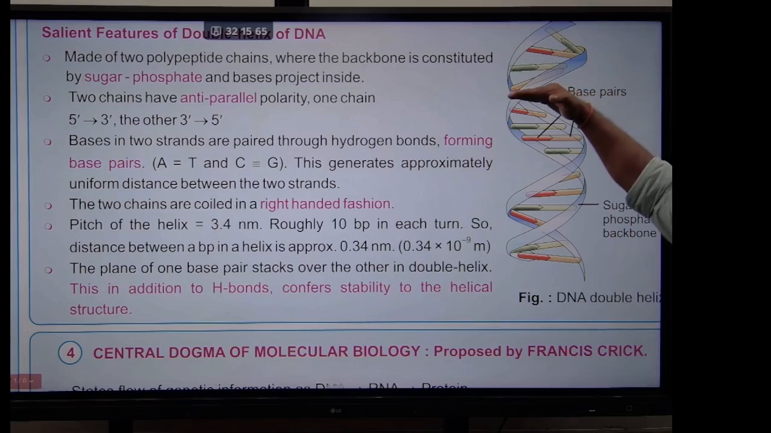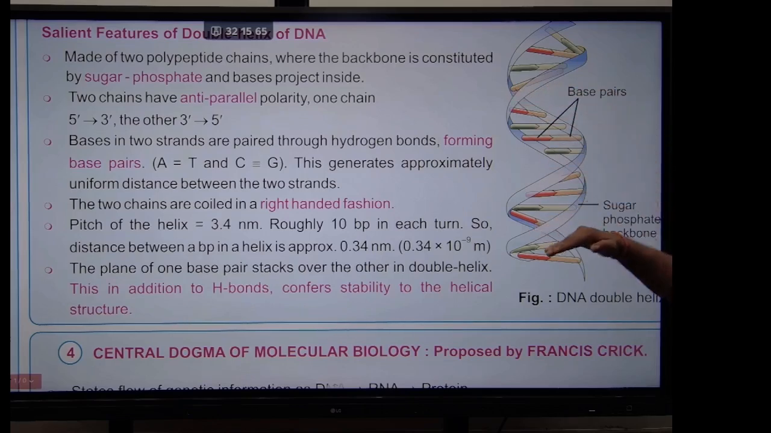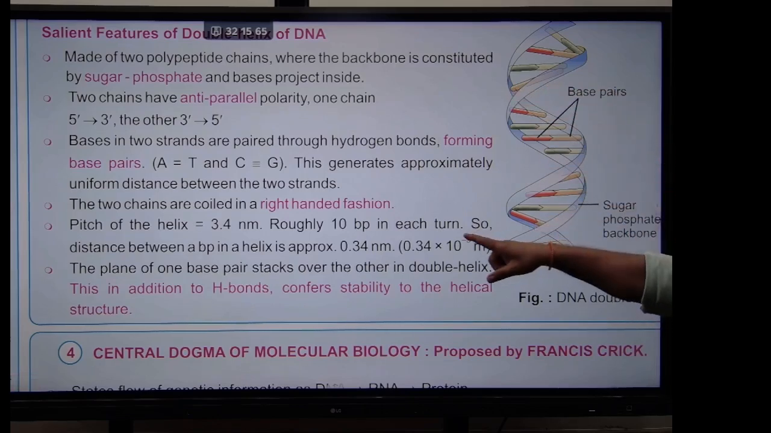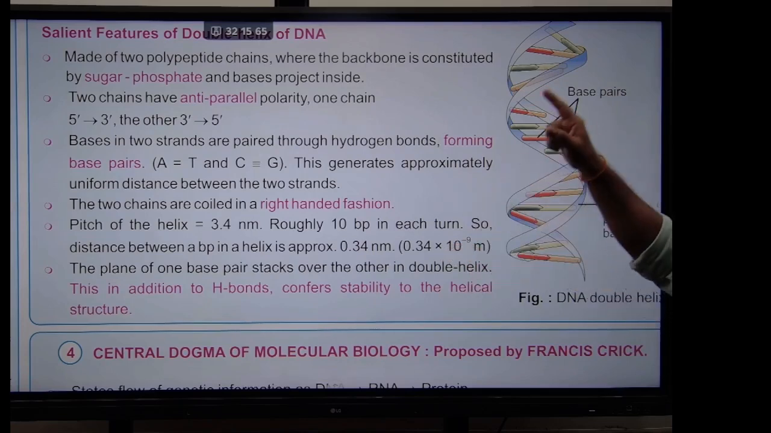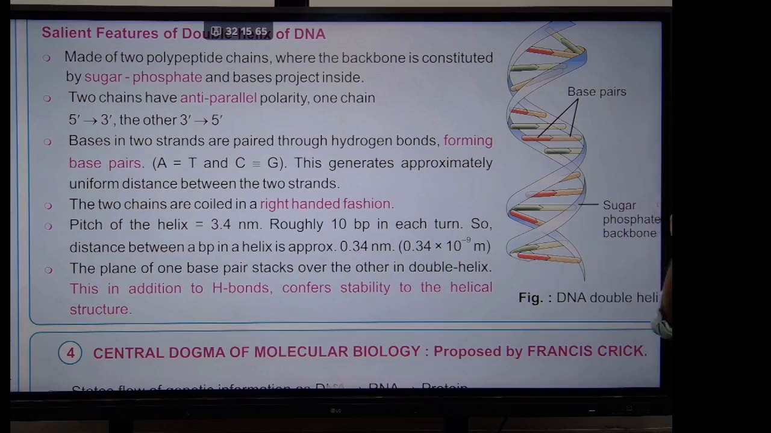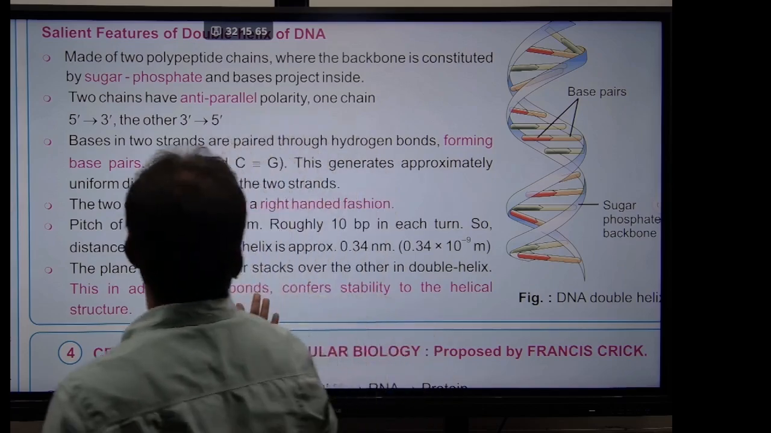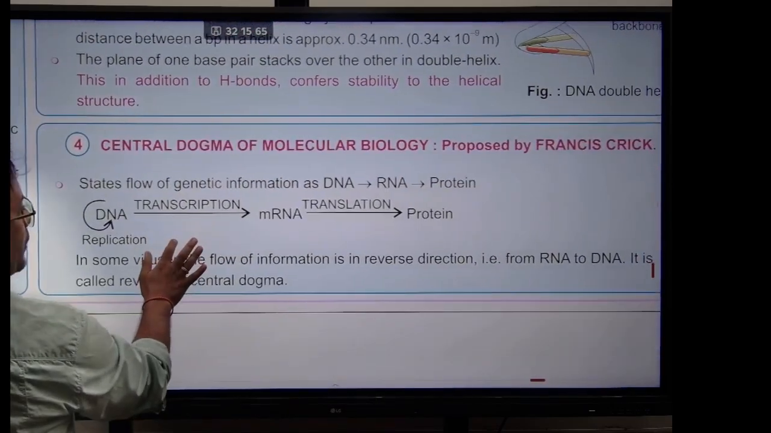The length of one complete helix is called how much? 3.4. And how many base pairs are accommodated in one turn? 10 base pairs. That means the distance between the two base pairs is 0.34 nanometers. Right? Then, okay, let's see here.